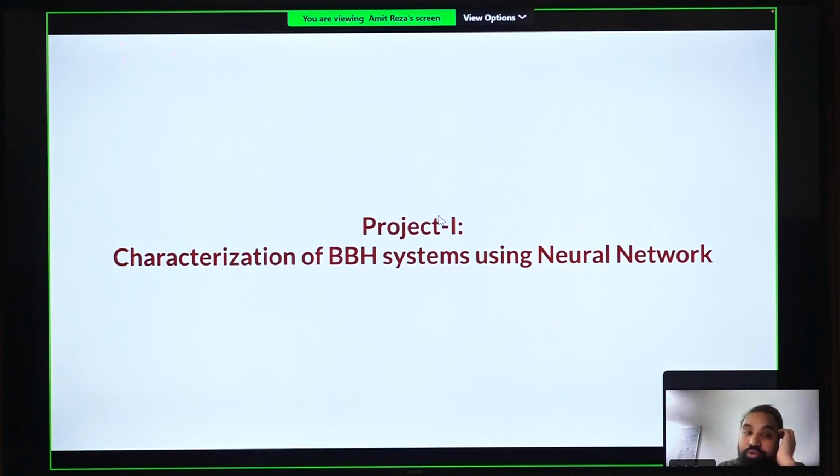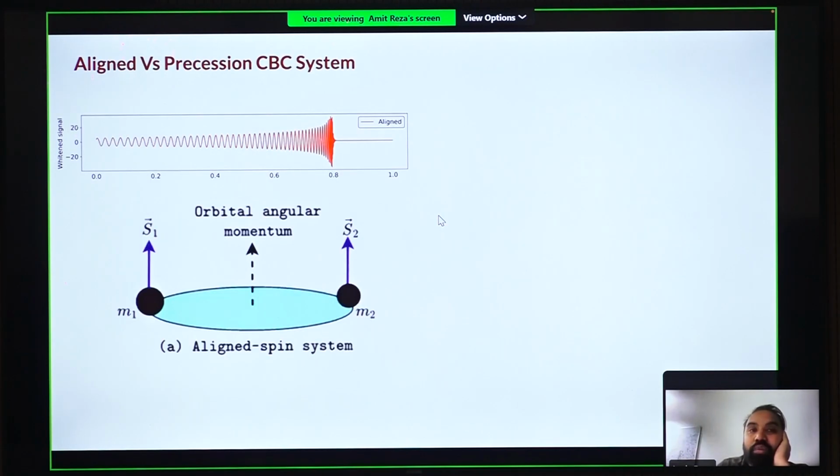One of the projects we did last year is on the prediction of orientation, the characterization of binary black hole systems using neural networks, in which we look at how the gravitational signals look for an aligned system and for a precessing system. When we talk about the aligned system, we are assuming that the orbital angular momentum is parallel to the spin components, represented by S1 and S2 here.